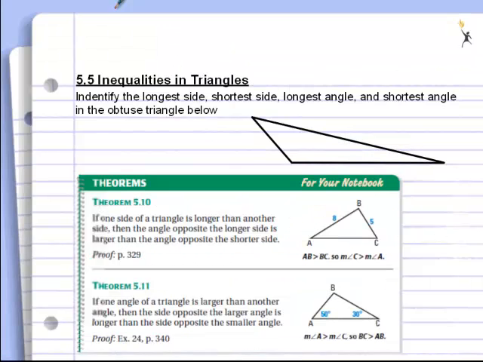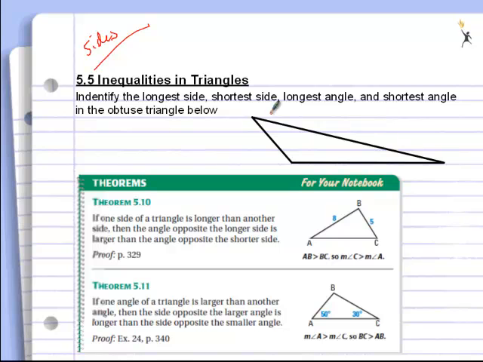Okay, as we continue in Chapter 5, we've gone through medians, altitudes, perpendicular bisectors, and angle bisectors. Now we're going to talk about the sides of triangles. And the sides of a triangle are pretty much what make the triangle itself. If you have really, really long sides, you might get an obtuse triangle. If you have really, really short sides, you'll get an acute triangle.